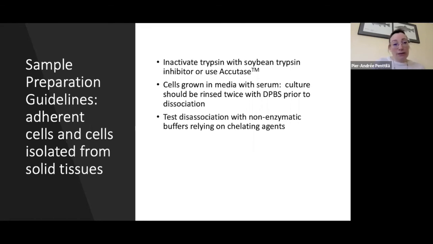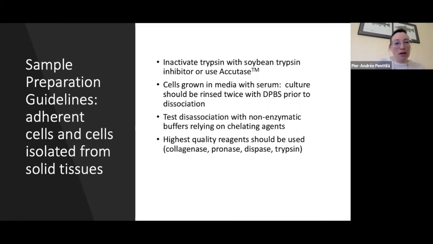Make sure you test your dissociation with non-enzymatic buffers that rely on chelating agents, because this can affect viability quite significantly. And always remember to use the highest quality reagents for collagenase, pronase, dispase, or trypsin, because any of these things can significantly affect your sample preparation and downstream viability even prior to sorting.